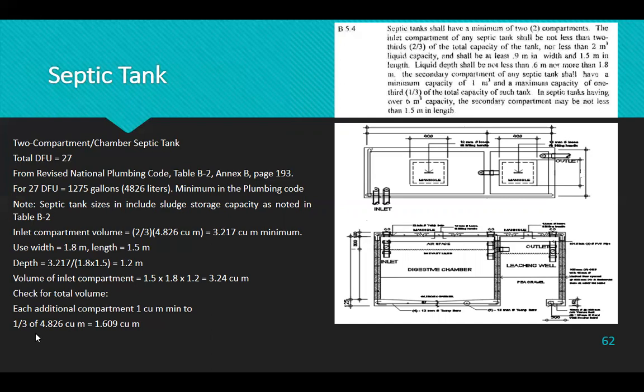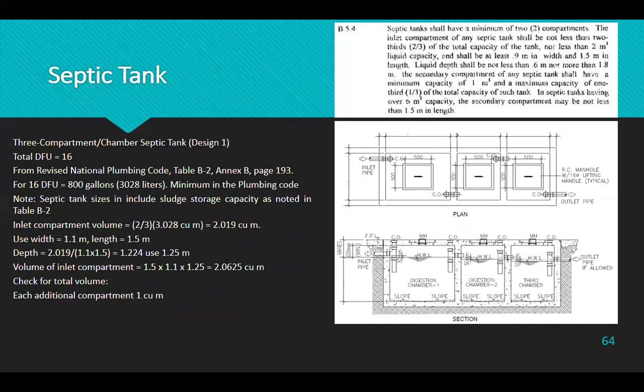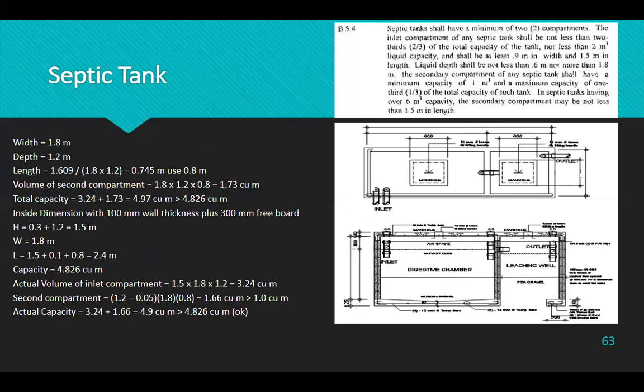Check for the total volume. So each additional compartment 1 cubic meter minimum to 1/3 of 4.826 cubic meter is 1.609. So yan yung 1/3. That is, ito yung ano mo. So width is 1.8 meters, depth is 1.2 meters, length is 1.609 over 1.8 over 1.2 is 0.745 or 0.8.